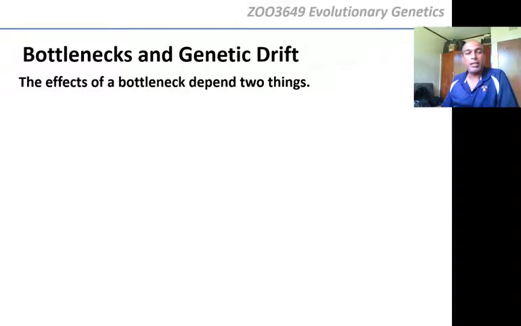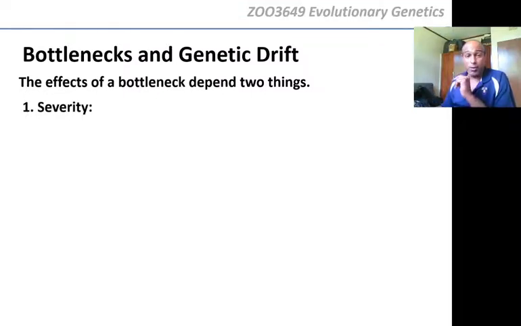So what other way is there to reduce genetic diversity? Because the bottleneck will always reduce diversity. There's no way a genetic bottleneck will increase the diversity. No way, okay? It will always reduce it.